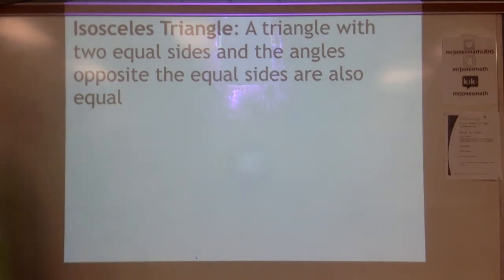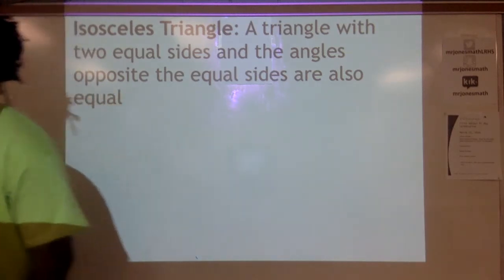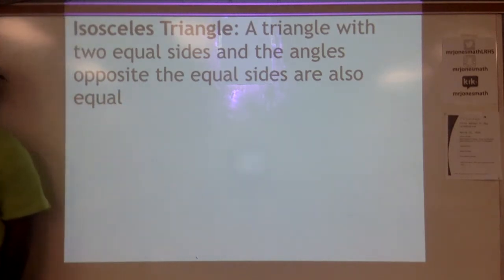We should know what that is at this juncture. But as a reminder, it's a triangle with two equal sides, and the angles opposite those sides are also equal. So take a moment to write that down.